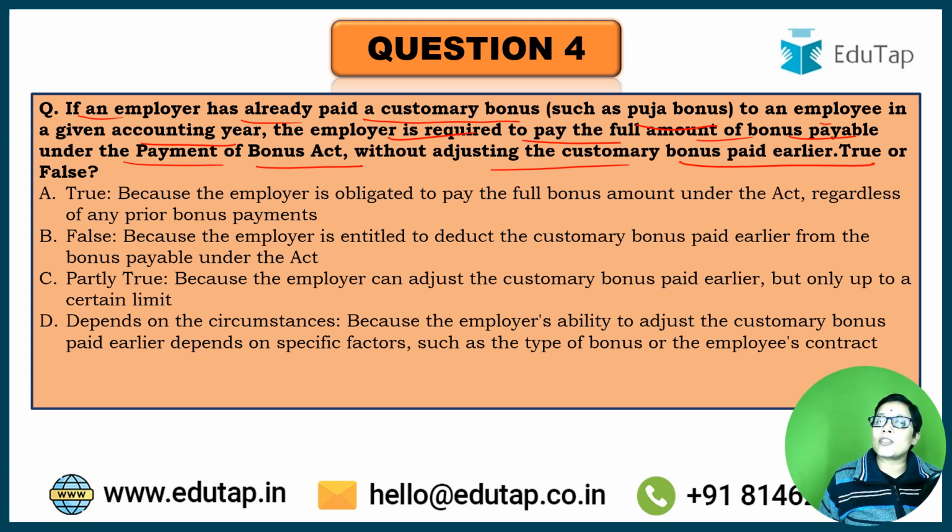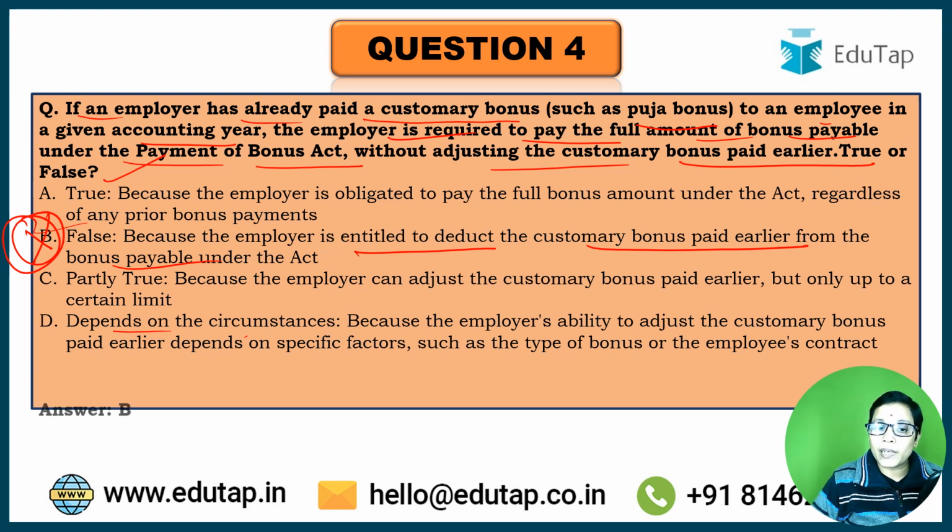Now this falls under section 17, adjustment of customary or interim bonus against the bonus payable. So here in this case, अगर कुछ कस्टमरी या पूजा बोनस जिसको बोलते हैं या इंटरिम बोनस अगर कभी पे किया है एम्प्लॉय को एम्प्लॉयर ने, तो डेफिनेटली द एम्प्लॉयर वो उसको एडजस्ट कर सकते हैं. So this statement itself is false because employer is entitled to deduct the customary bonus paid earlier from the bonus payable under this Act. So here B is the correct answer. ये ट्रू हो ही नहीं सकता, पार्टली ट्रू भी नहीं. Okay, but only up to certain limit ऐसा कुछ भी नहीं है, depends on circumstances नहीं है. He can deduct that. So here in this case B is the correct answer.